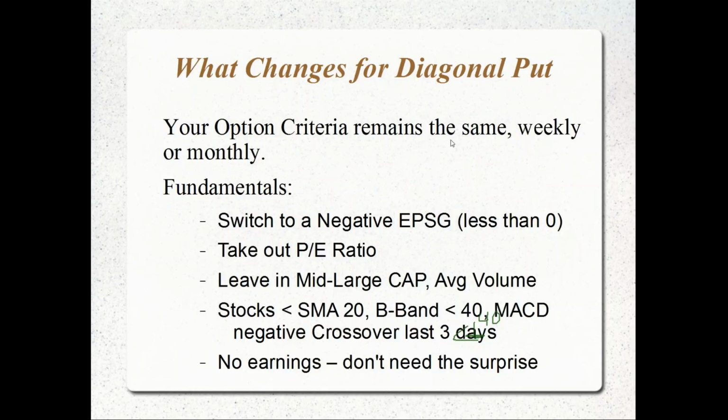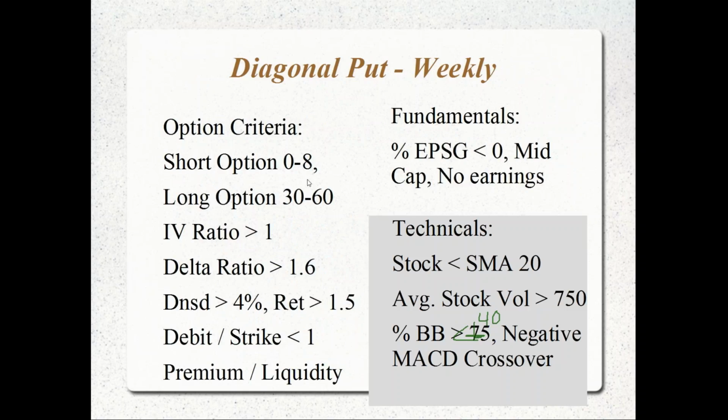So we were talking about the option criteria remaining the same. We'd switch the fundamental and technical data on the stock to look for earnings per share growth less than 0. Mid to large cap again, stocks below the SMA 20, Bollinger Band less than 40, and the MACD crossover. Don't need the earnings surprise. Again, the option criteria: short option, 0 to 8 days out, 30 to 60 for the long, an IV ratio of greater than 1, delta ratio of greater than 1.6.